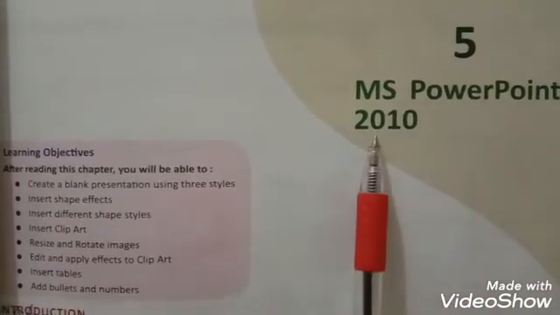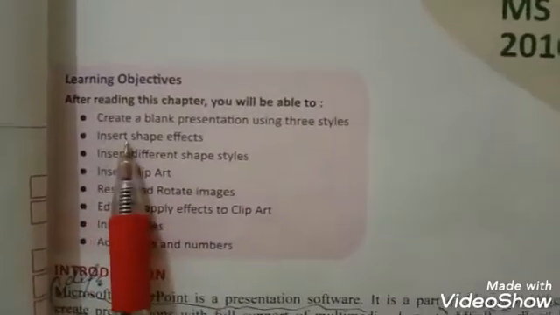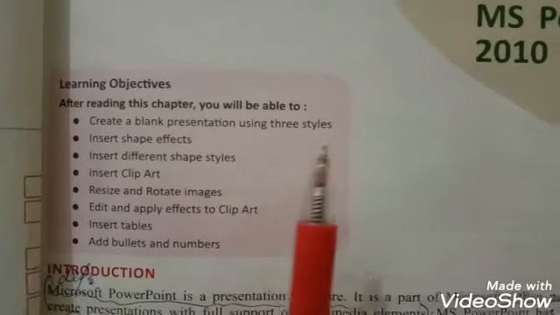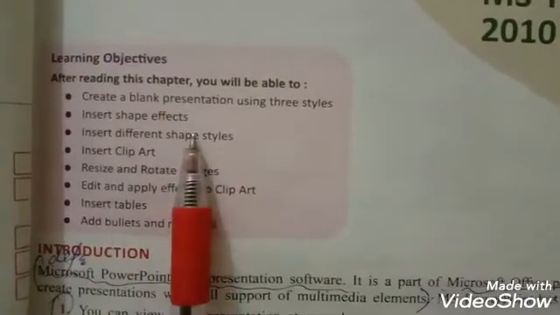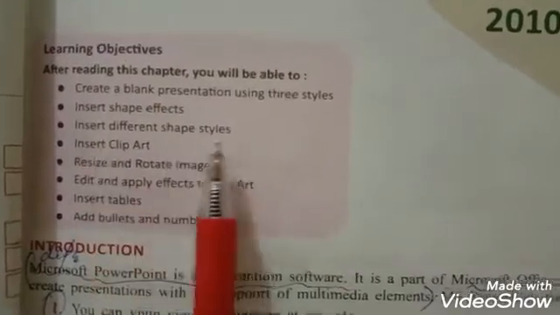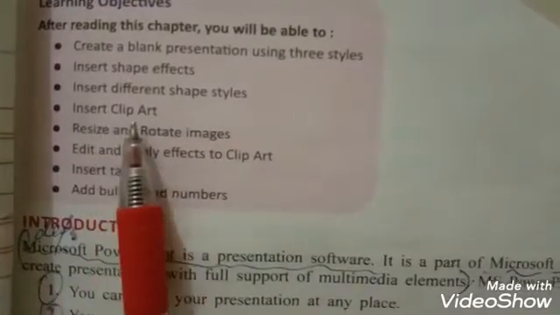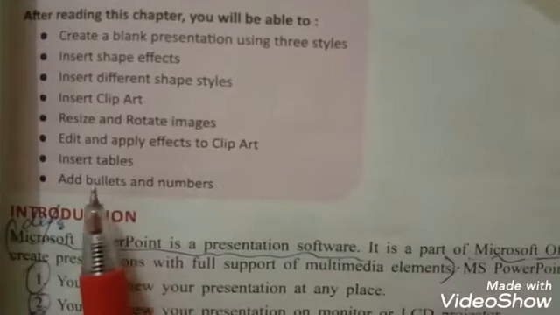Now we are going to start chapter number 5, MS PowerPoint 2010, and after reading this chapter students will be able to discuss some important points related to MS PowerPoint. First one is create a blank presentation using 3 styles. Insert shape effects, insert different shape styles, insert clip art, resize and rotate images, edit and apply effects to clip art, insert tables, add bullets and numbers.